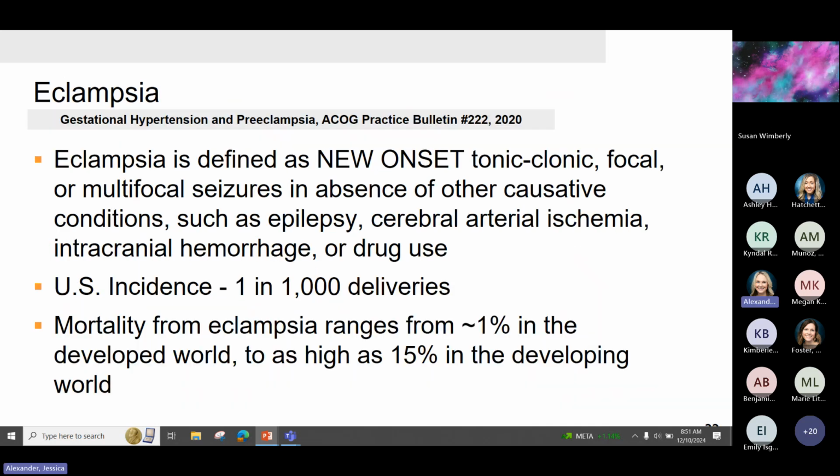Eclampsia, and this is out of the ACOG bulletin, is defined as a new onset tonic-clonic, focal, or multifocal seizures in the absence of other causative conditions such as epilepsy, ischemic cerebral intracranial hemorrhage, or drug use. It occurs in approximately 1 in 1,000 deliveries in the United States. Mortality from eclampsia ranges from 1% to as high as 15% in the developing world.